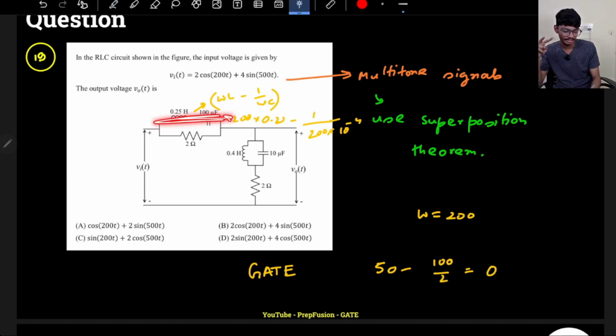Whenever a finite resistance is connected in parallel with a short circuit, the short circuit dominates. This you have been taught in networks. So for the first signal, omega equals 200, this will be a short circuit. Basically this resistor has no use, it is totally shorted. If it is totally short circuit, then how does the circuit behave?